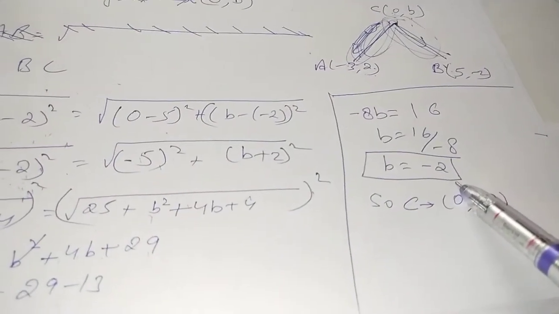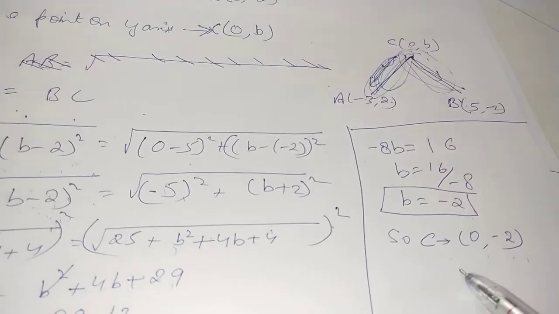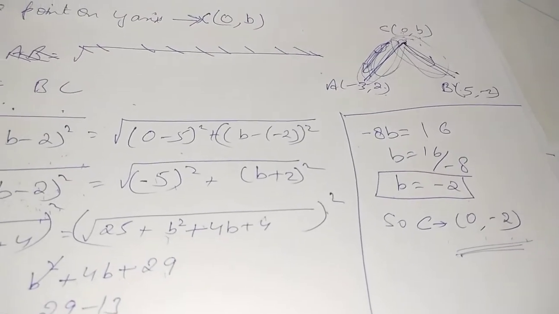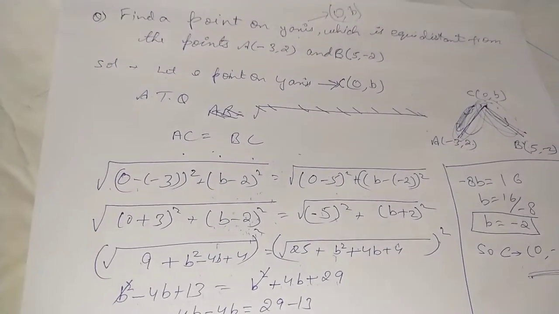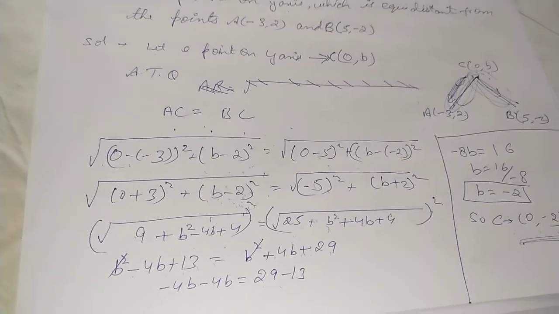Now the question says find a point. So if you write down b equal to minus 2, you are going to lose marks. The point will be 0 comma minus 2. At the end you need to write down your coordinate. That is very important. Alright children, you can pause, have a look again, and then move ahead.